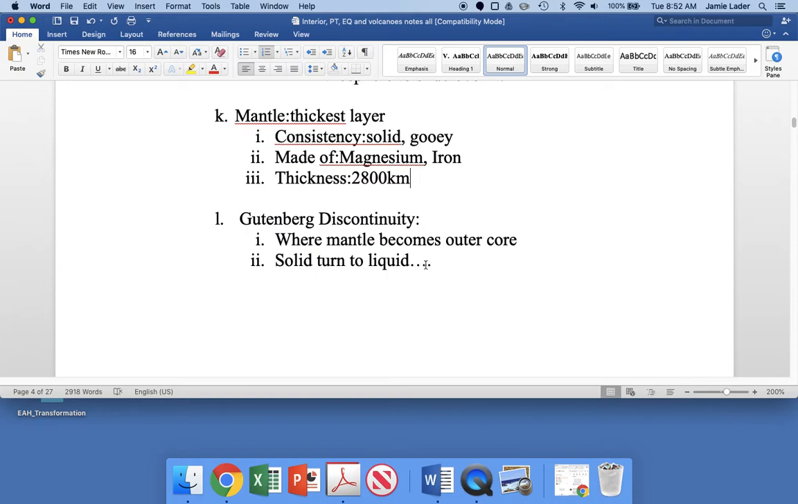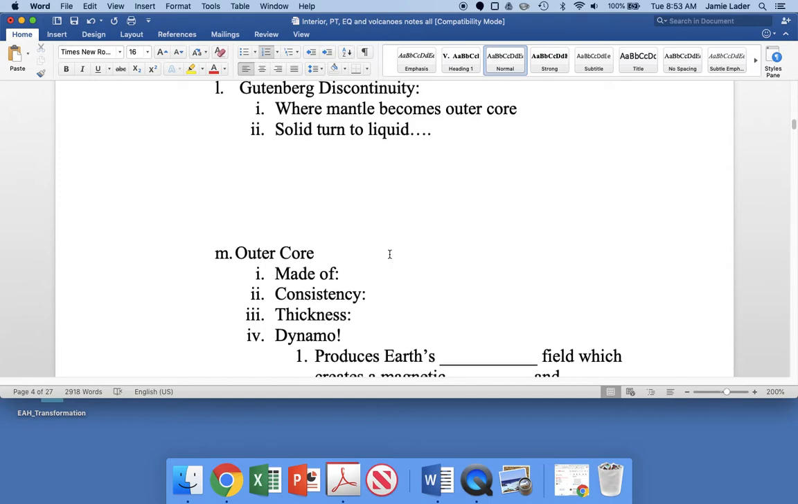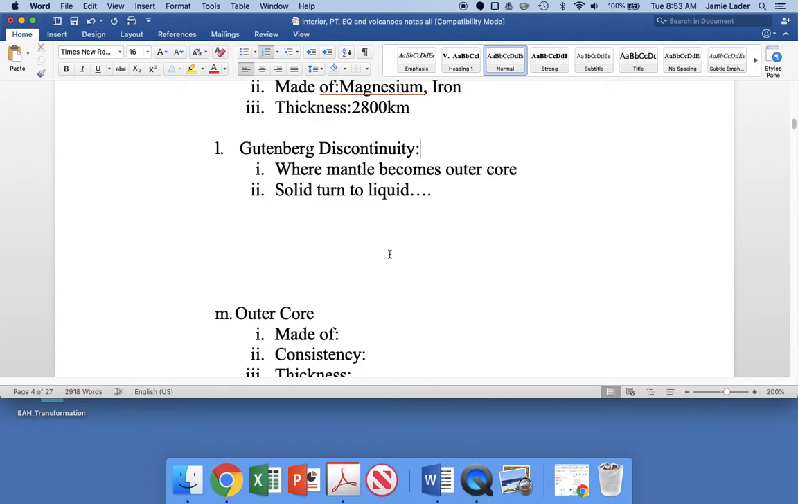The Gutenberg discontinuity. This is another boundary, and this is where the mantle becomes the outer core. Just like the Moho is where the crust becomes the mantle, the Gutenberg is where the mantle becomes the outer core. And you guessed it, it was discovered by this dude named Gutenberg. It's also where solids turn to liquid. That's how he found it. He found where the P and S waves were slowing down and the S waves were disappearing. And that's what he called the Gutenberg.